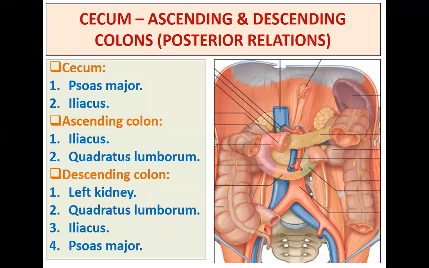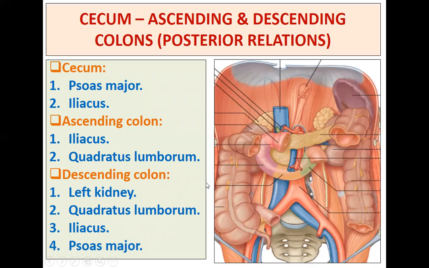Then going to the posterior relations, again you can see here, this is the ascending colon, this is the cecum and descending colon. So what are the relations? If you see the cecum, you can see it sitting on the psoas major. Again, the psoas major muscle comes down, as well as the iliacus on the other side. These two muscles together are called iliopsoas, as I said before. So both these muscles form the posterior relation to the cecum.